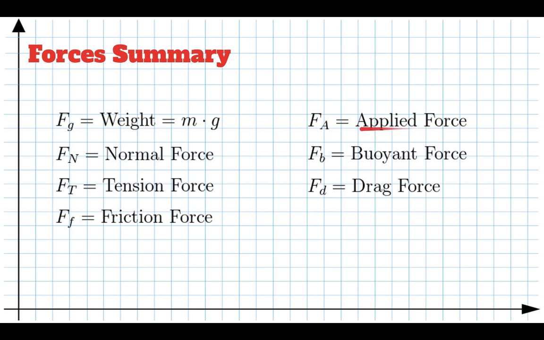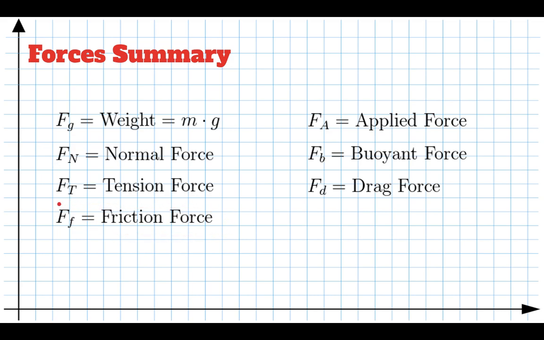An applied force is any force we're not sure of, like a hand pushing on something. That's F sub A. We're going to use F sub B for buoyant forces. So those are forces exerted by fluids. They always point upwards. They always oppose gravity's force. And F sub D is a drag force. That's the force you get when an object is moving through a fluid. It opposes motion. Okay? So if you're moving through a fluid, what opposes motion is the drag force. If you're sliding across a solid surface, what opposes motion is the friction force.